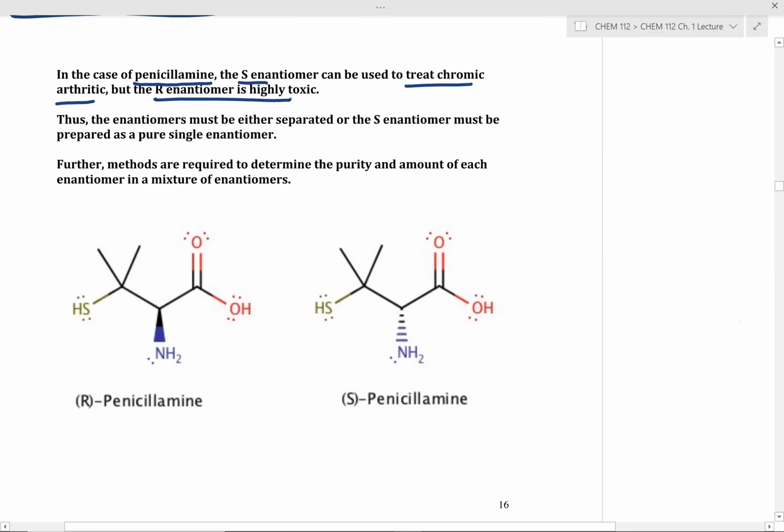So you do want to have tools available to determine the relative amount of each enantiomer in a mixture, because you want to be able to see whether your method to separate enantiomers has been done effectively and whether a reaction to generate a single enantiomer has efficiently generated just a single enantiomer. So we need methods to determine the purity and amount of each enantiomer in a mixture of enantiomers, because enantiomers have different activity, and it's really critical to understand whether your reactions are efficiently generating your desired enantiomer and how much of the undesired enantiomer is present in your mixture.